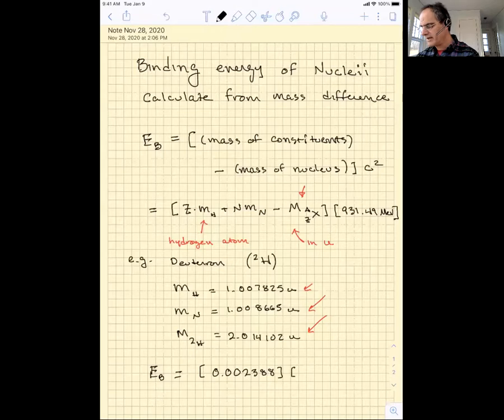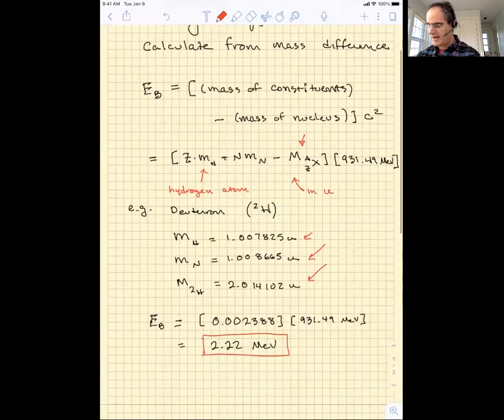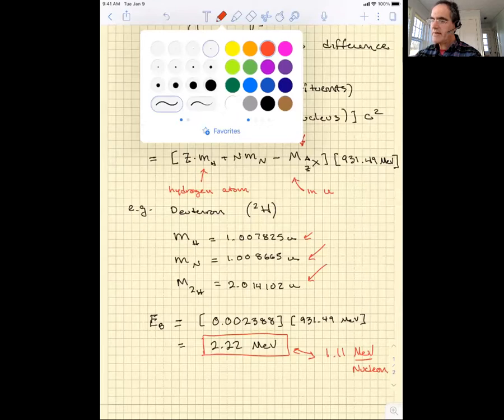So we'll multiply 0.002388 times 931.49 mega electron volts per U. And this works out to be 2.22 mega electron volts. Or if you like, we could write this as 1.11 mega electron volts per nucleon. Okay? Very good. Well, that was straightforward, right?